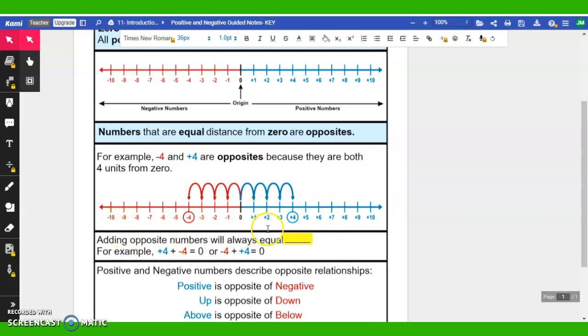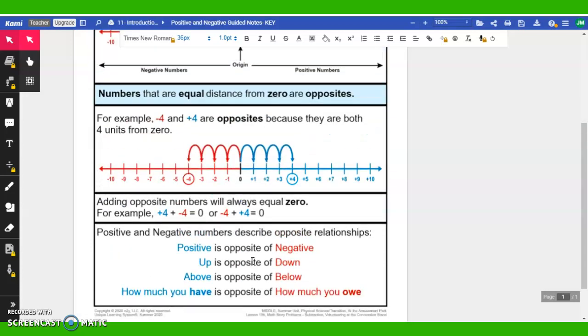Adding opposite numbers will also equal 0. For example, +4 plus -4 is 0. -4 plus +4 is 0. We're going to look at this a little bit later, I think in a couple lessons down the road, where we add or subtract integers. We're going to be adding positive and negative numbers. So this is just a heads up for what we're going to be doing in a future lesson. But remember, if you add opposite numbers, they're always going to equal 0.